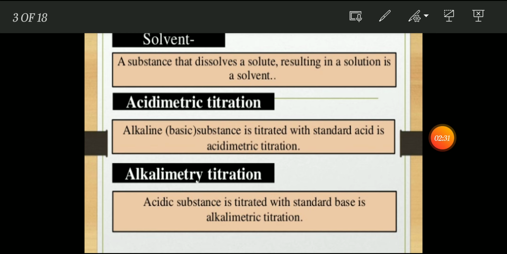So this is the definition of solvent: a substance that dissolves a solute, resulting in a solution, is called a solvent. Acidimetric titration: a basic substance is titrated with a standard acid. A basic substance titrated with an acid is called acidimetric, and an acidic substance titrated with a base is called alkalimetric. It is a simple definition, keep it in mind.